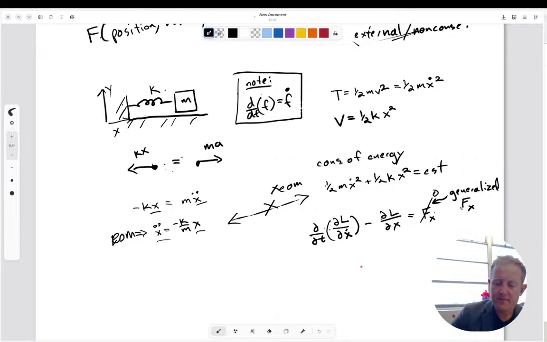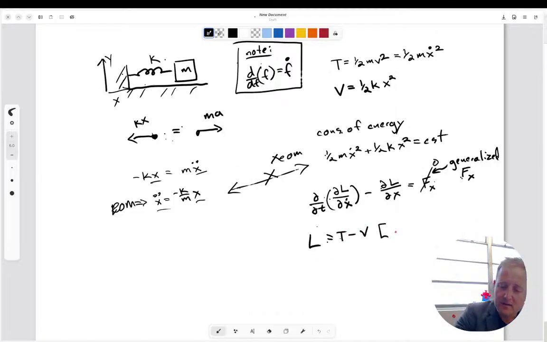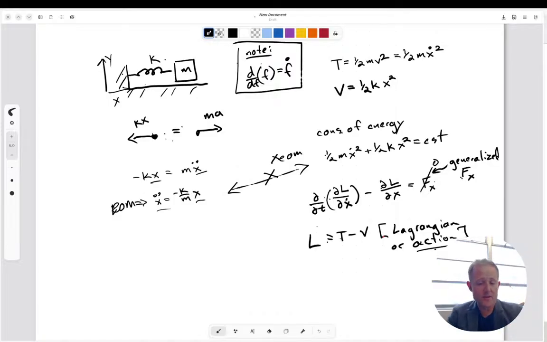0. Like, well, what is this L term? Like, where did that come from? So let's write that out. L is T minus V. This is called the Lagrangian, named after Lagrange, or action. Lagrange called it the action. Like, this is how much action something has. It's kinetic minus its potential energy.